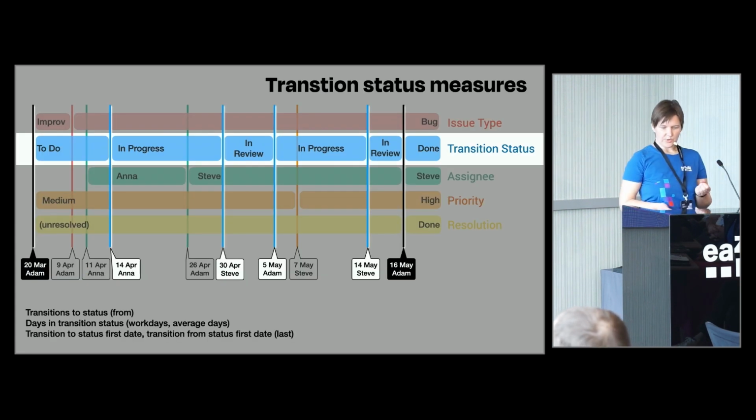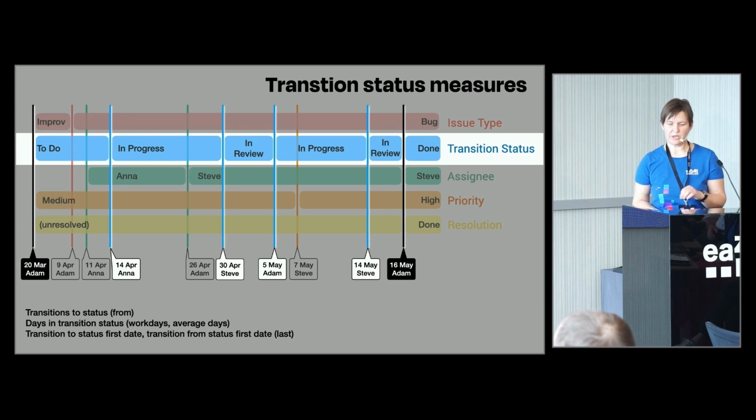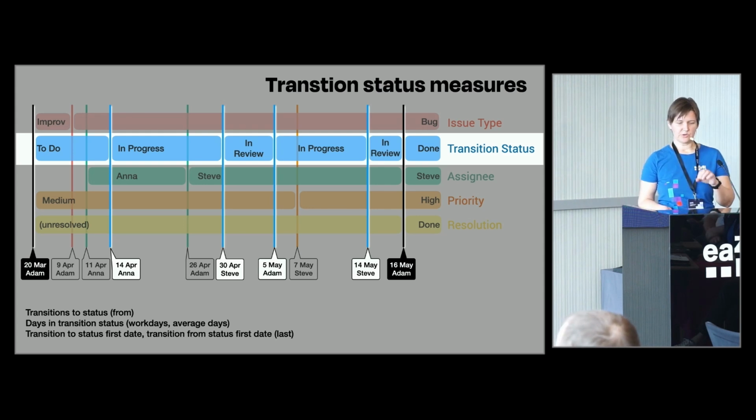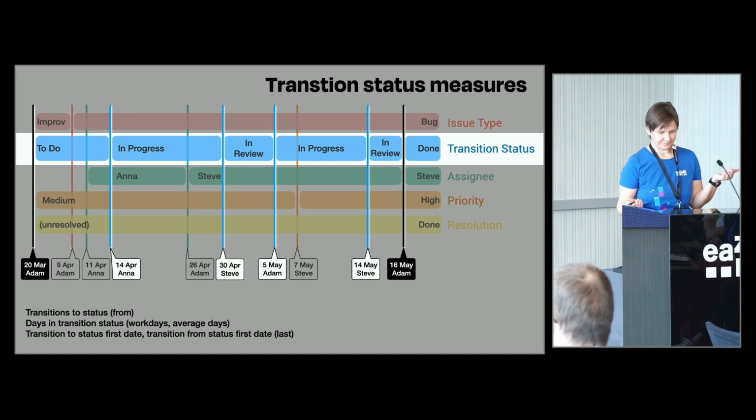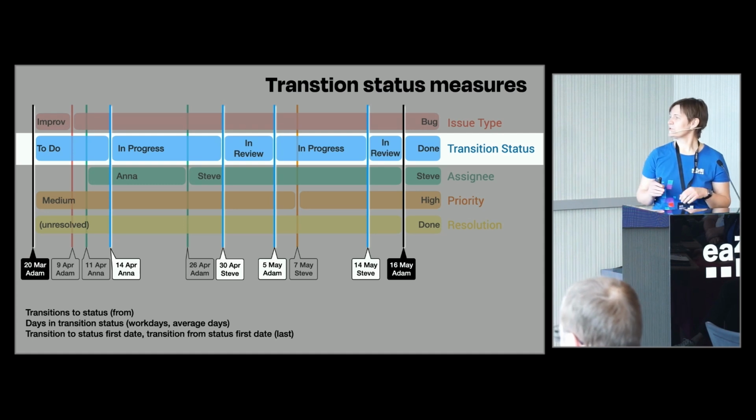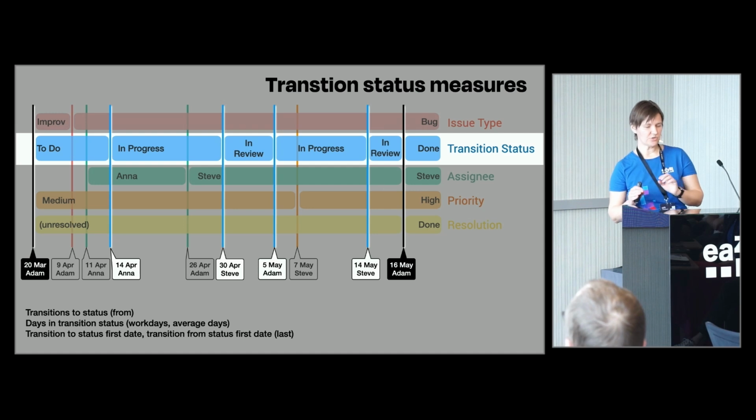Next example will focus on the status changes, where we have the largest number of predefined fields that focus specifically on status, and they are named transitions to status, transitions from status, days in transition status, etc. Work days, average days. Whenever there is a status mentioned in the measure name, the focus is on status change.